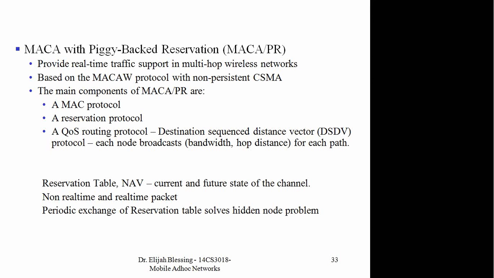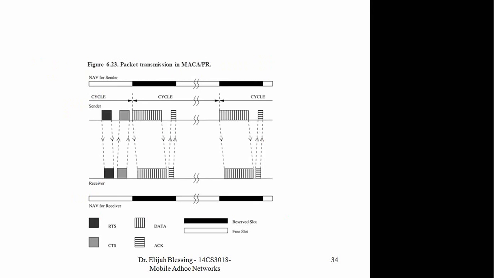So let's quickly look at this. It's a bit interesting to see how it is taken care of. So you have a MAC protocol, you have a reservation concept that is completely based on the piggybacking reservation concept, and then you have a QoS routing protocol, which is based on the destination sequenced distance vector protocol, called the DSDV protocol. We'll try to understand this QoS routing a little later. Now try to understand this MAC protocol and how the reservation is done on a piggybacking concept.